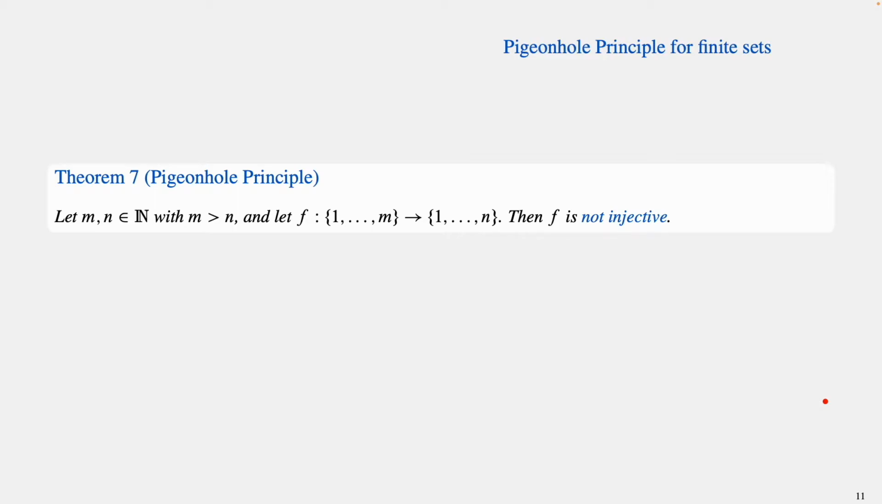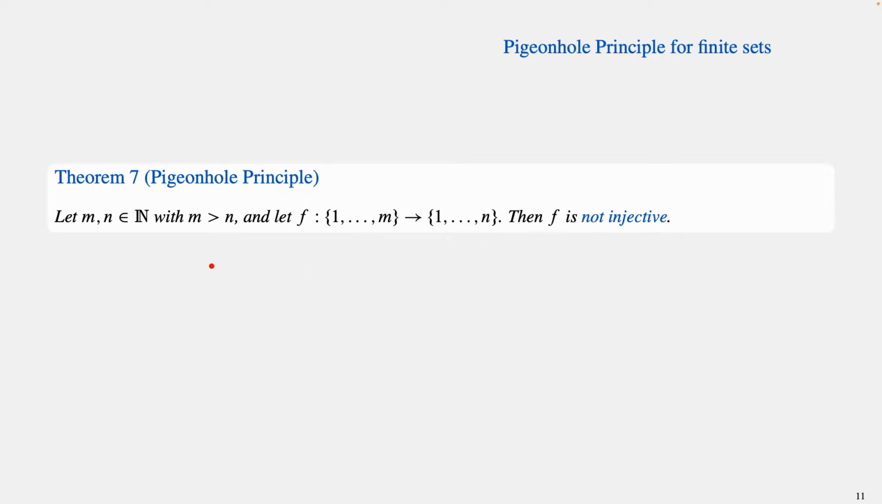Next, we prove one of the most important theorems on finite sets, the so-called Pigeonhole Principle. And this is stated as follows. We have two natural numbers, m and n, and we take m to be strictly larger than n. And we are given a map f from the set of numbers from 1 to m to the numbers from 1 to n. And this f is not injective.